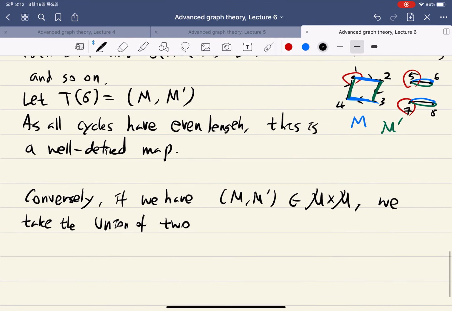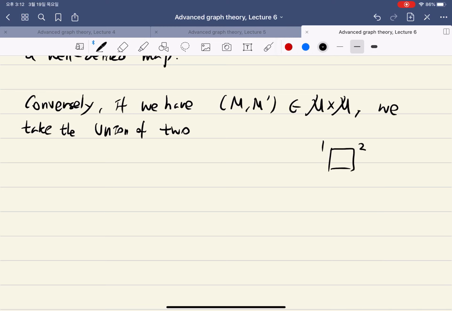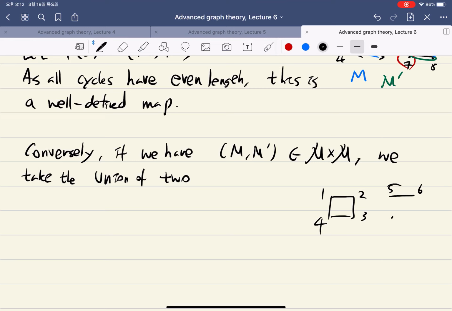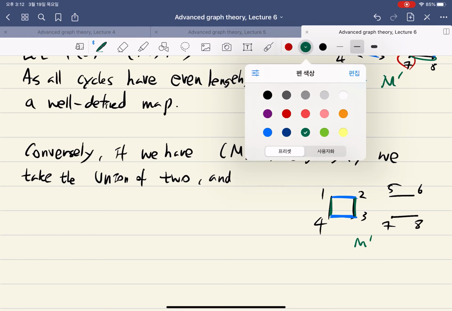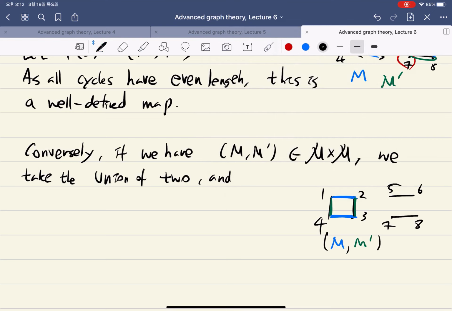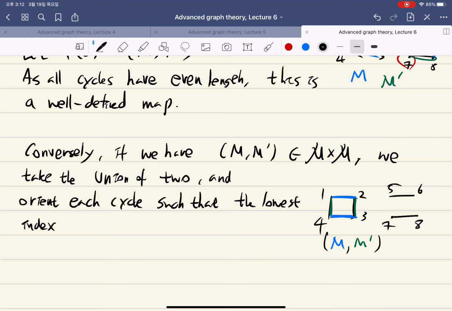So we have this M and M prime, then we take the union of the two. Then you get 1, 2, 3, 4, and 5, 6, 7, 8. Let's draw it this way. And we orient each cycle such that for the lowest index I in the cycle, we have I, sigma I is in M.